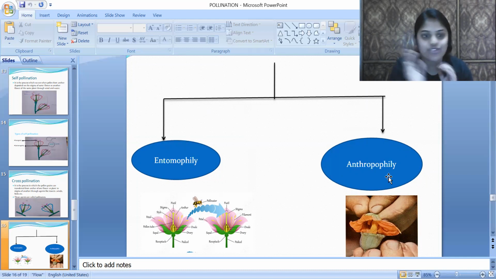And what is anthropophily? Anthropo means human activities, artificially; phily means loving. The cross-pollination which occurs with the help of human activities, or artificially, is called anthropophily. I hope this is clear to you.